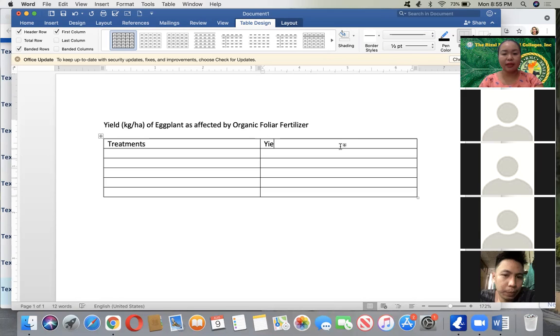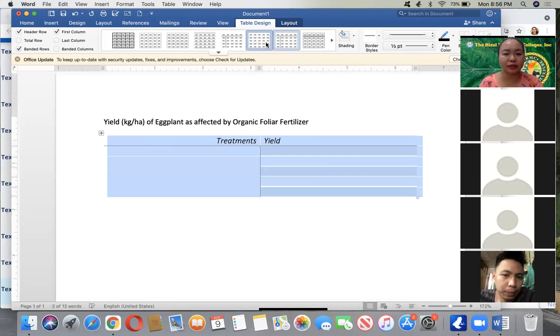So it's easy to make a table. And then you can also follow a format. Like you use this format, or you use this format.